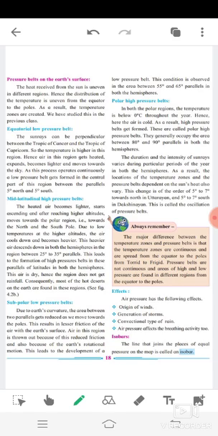Okay. Now the effects. Air pressure has the following effects: origin of winds, generation of storms, convectional type of rain. Now the last paragraph is isobar. The line that joins the places of equal pressure on the map is called an isobar. Now, what is an isobar? The line that joins the places of equal pressure on the map is called an isobar.